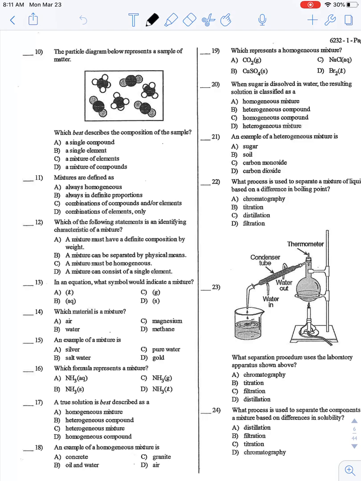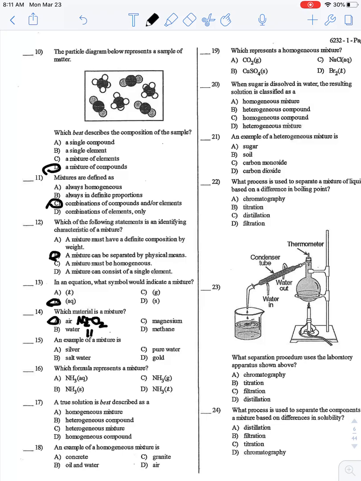10 is going to be D. 11 is going to be C. 12 is going to be B. Remember, mixtures can be physically separated. 13 is B. 14 is air, because air is composed of nitrogen and oxygen mixed together.